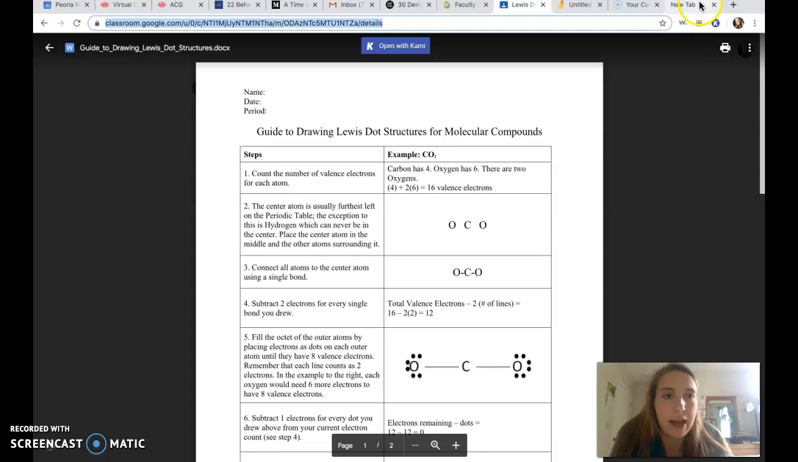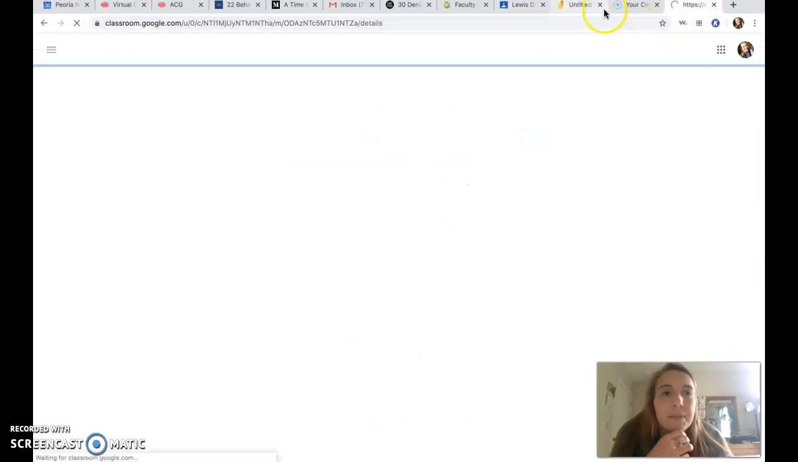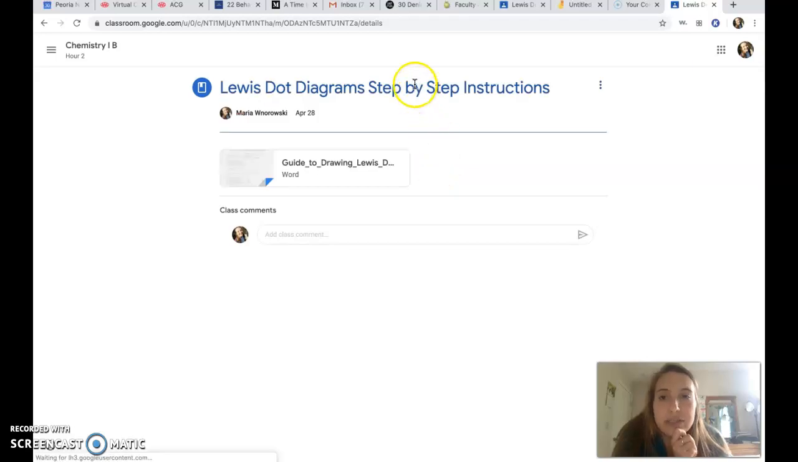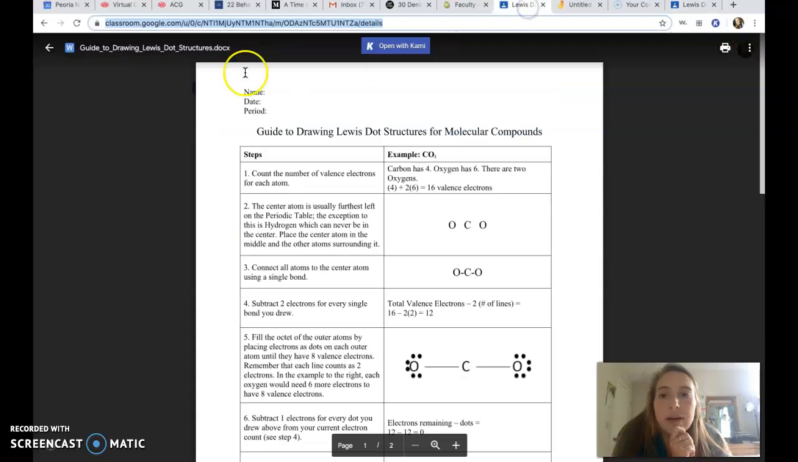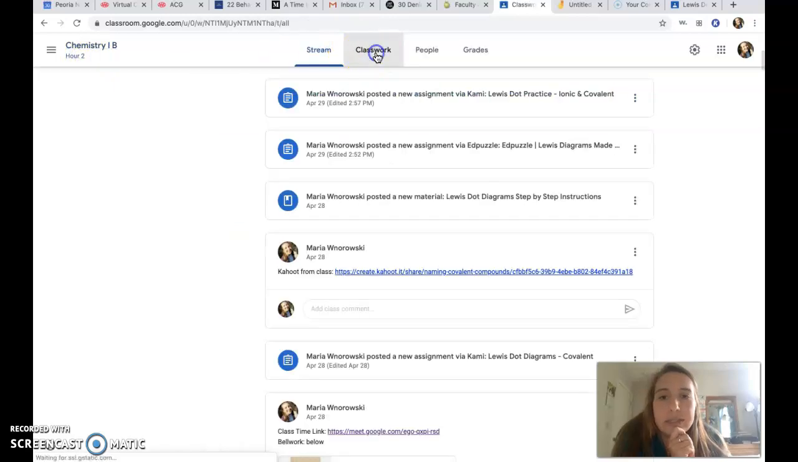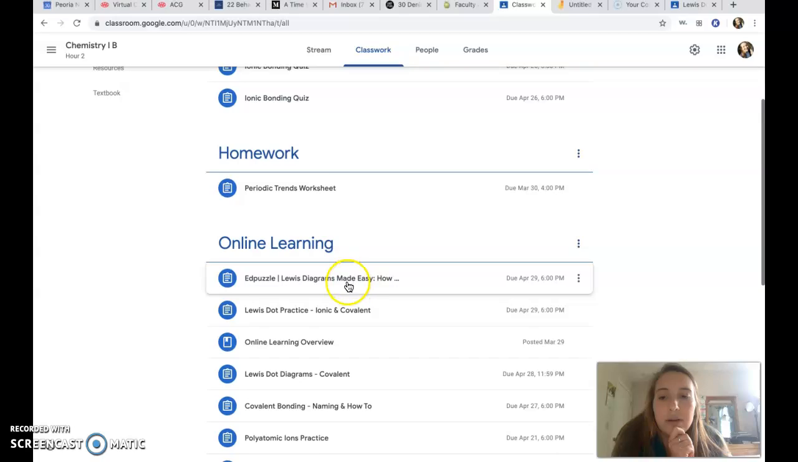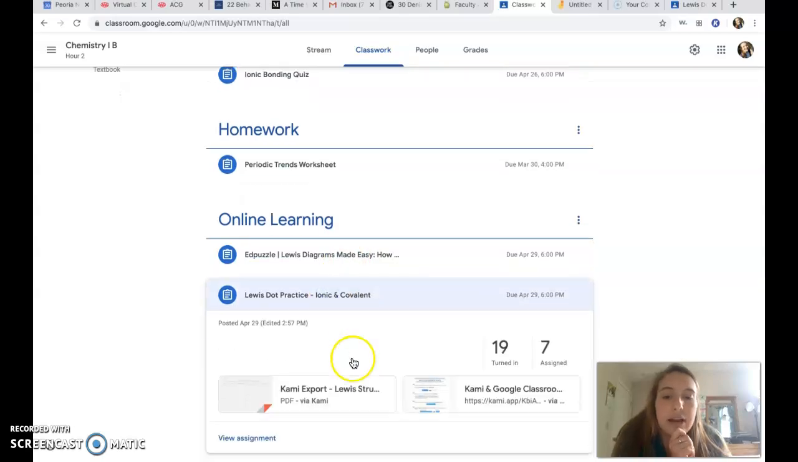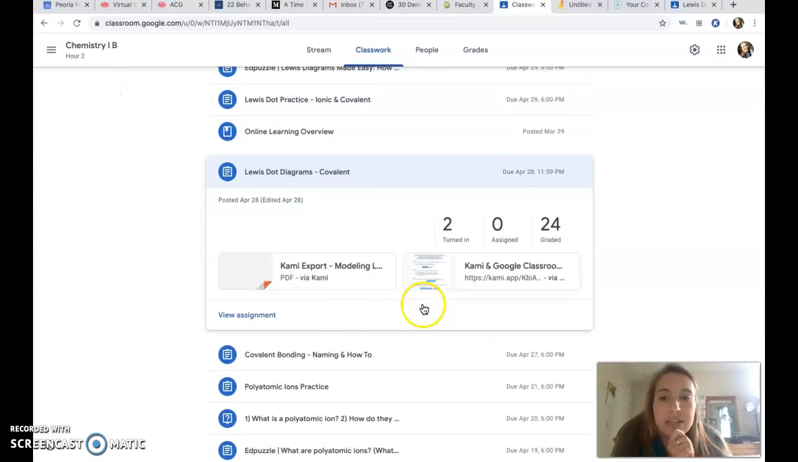So we're going to look at these steps to kind of help us out, which are the Lewis diagram step-by-steps from April 28th in a Jamboard, to help with these two different assignments. The first one is the Lewis dot practice for ionic and covalent. The other one is the Lewis dot diagrams just for covalent.